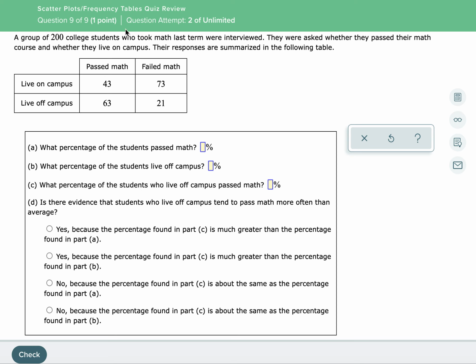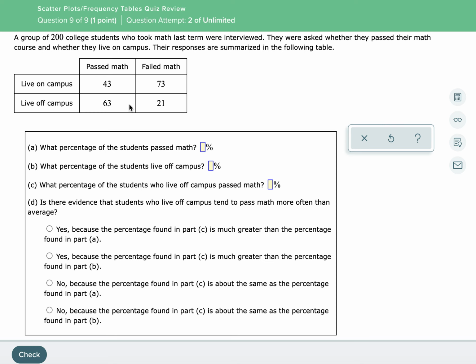So group of 200 students, right? They took math last term. And so if I look at this table, there's people who live on and off campus, and there's people who passed and people who failed. All right? So the first question is, what percentage of the students passed math?